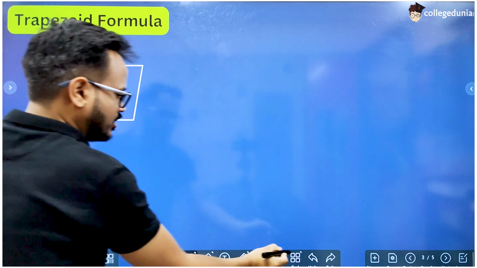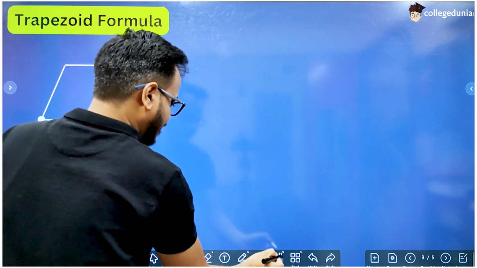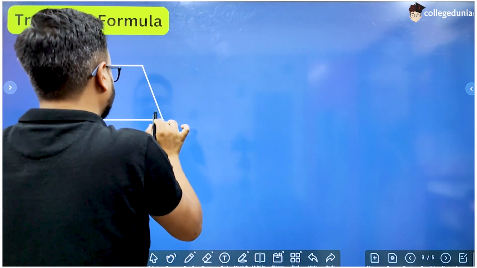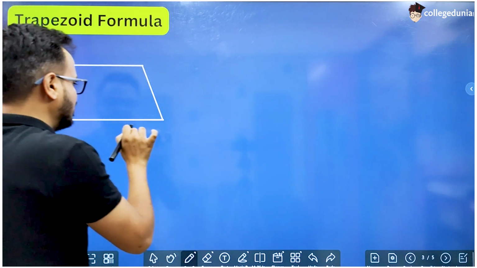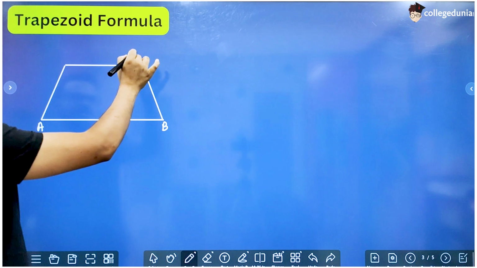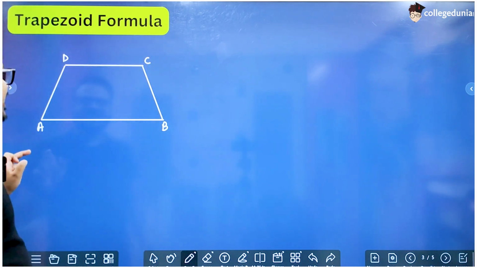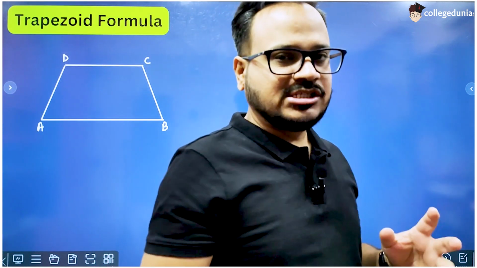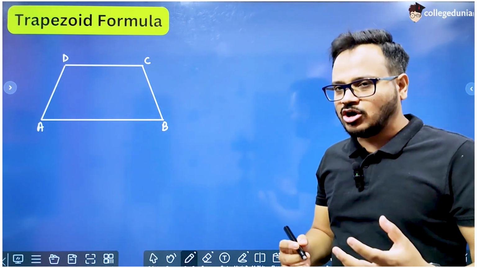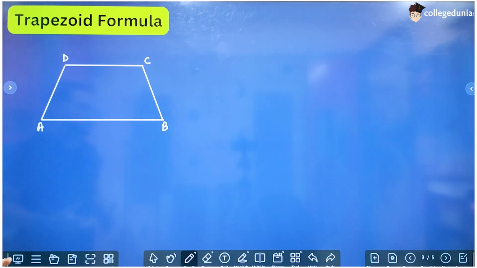Something like this. Okay, let me make it more clear. This is a typical trapezoid. So these two sides AB and CD are parallel, and AD and BC are non-parallel. So one pair of sides is parallel and the other pair of sides is not parallel. So that four-sided figure, that is the quadrilateral, this type of quadrilateral is called a trapezoid.